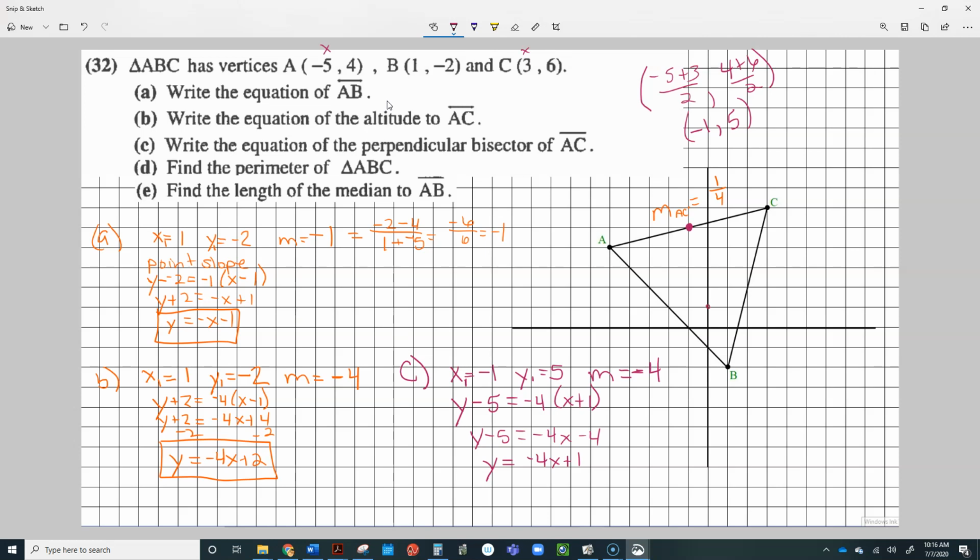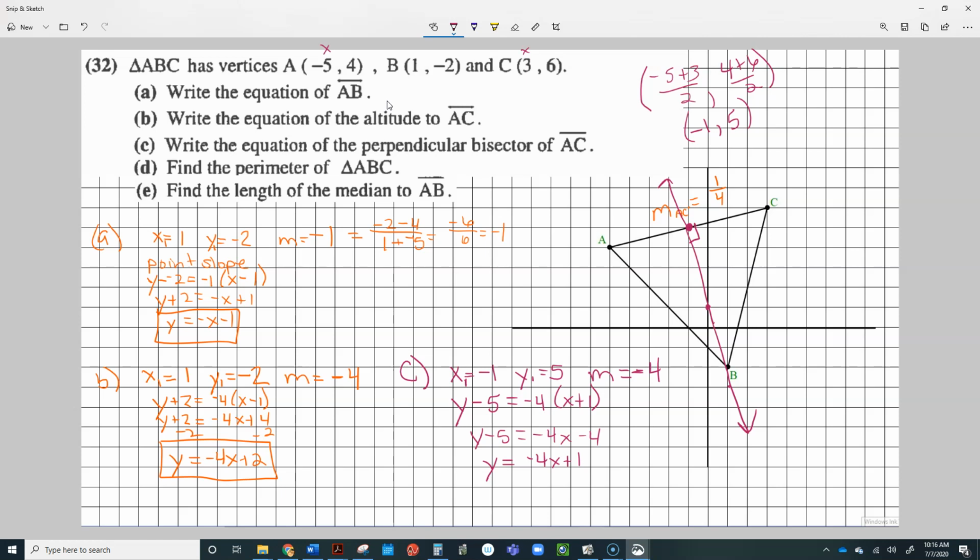So we go right here, and then we go over 1, 2, 3, 4 over 1. And that would be the perpendicular bisector of AC. Find the perimeter of ABC.